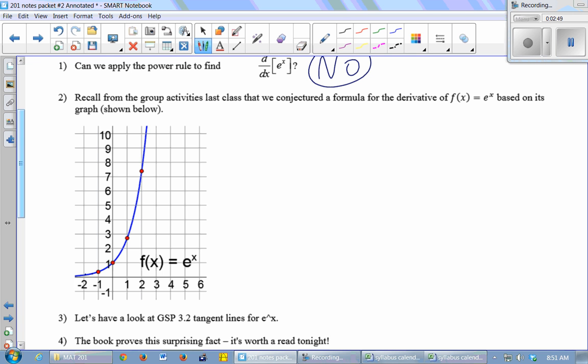And then what does the derivative do as x approaches positive infinity? It gets larger and larger. So the graph of the derivative of e to the x looks just like e to the x, right? As x goes to negative infinity, the tangent lines get flat, so the derivative is approaching 0. And as x approaches positive infinity, the tangent lines are getting really steep, so the derivative is going up quickly.